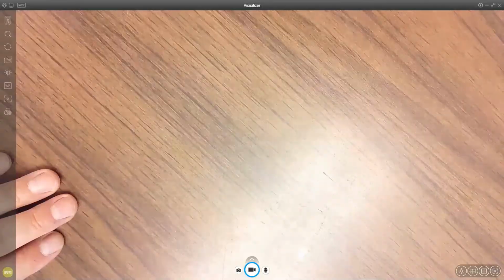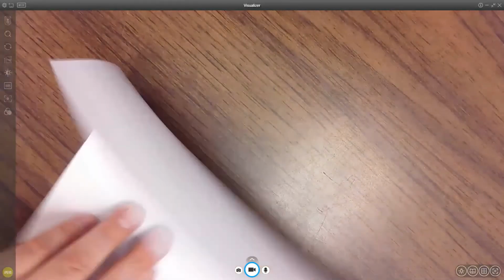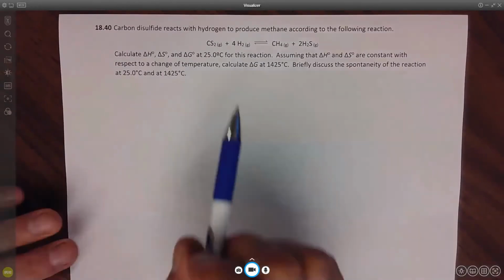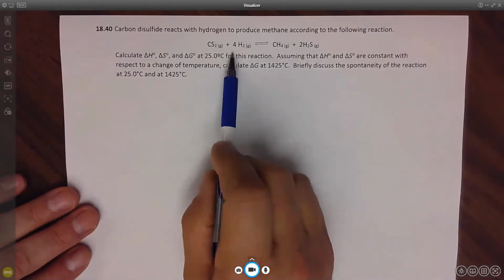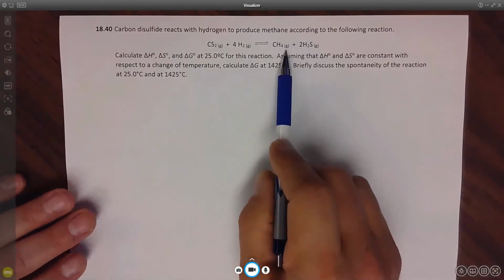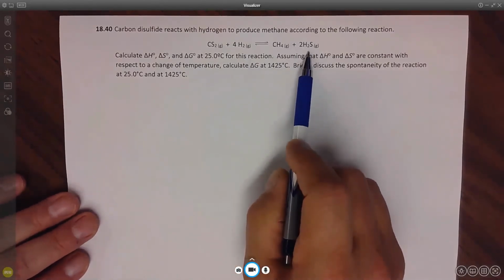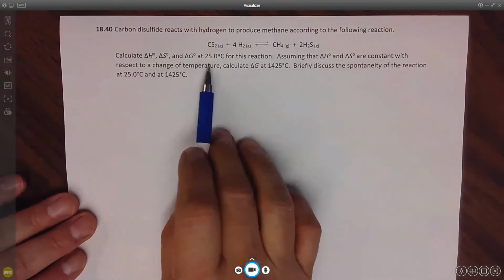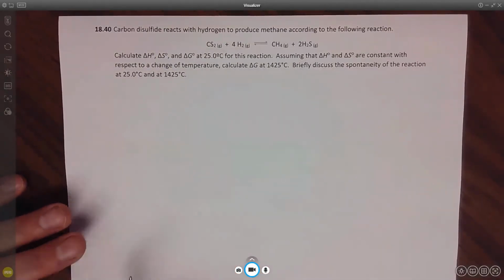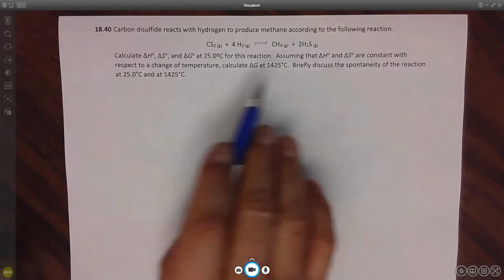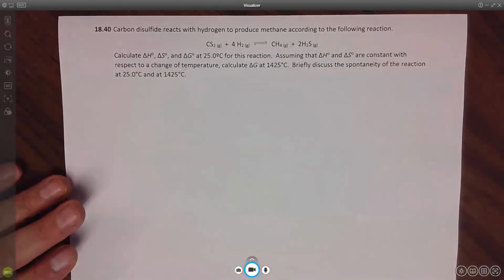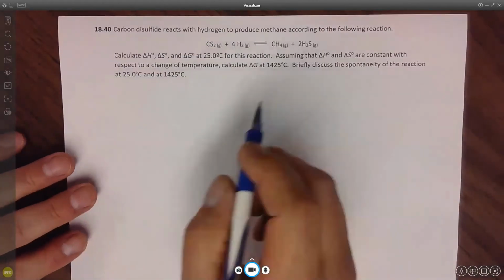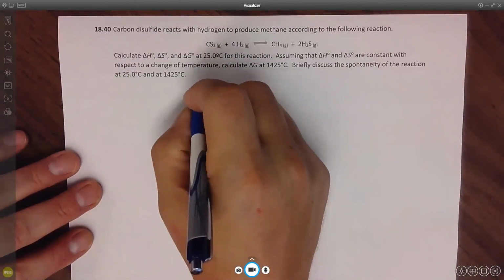Okay, let's try another. This is number 40 from chapter 18. It says carbon disulfide reacts with hydrogen to produce methane, and hydrogen sulfide is a byproduct. It says calculate del H, del S, and del G at 25 degrees Celsius for this reaction. I'm going to do that, and then we'll come back to all of these other things. So how am I going to calculate del H, del S, and del G for all of these?